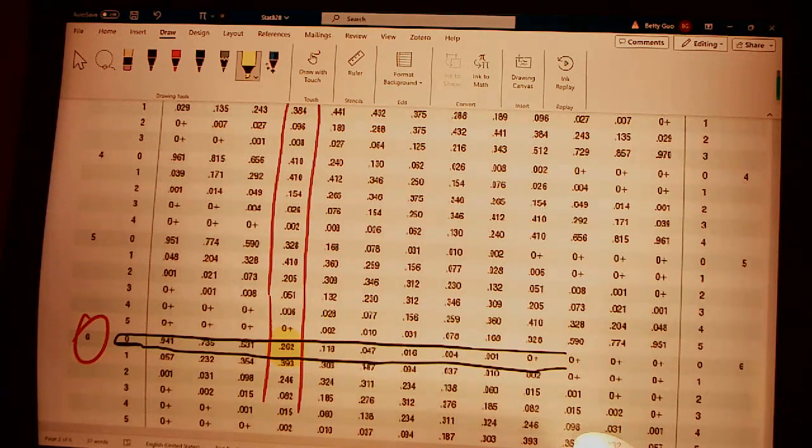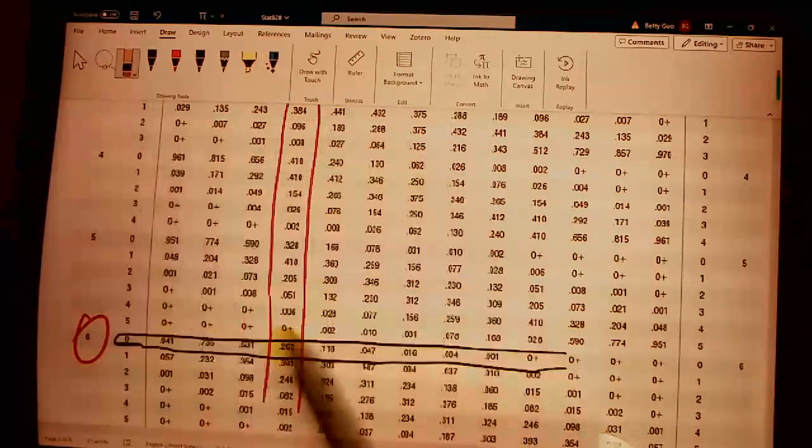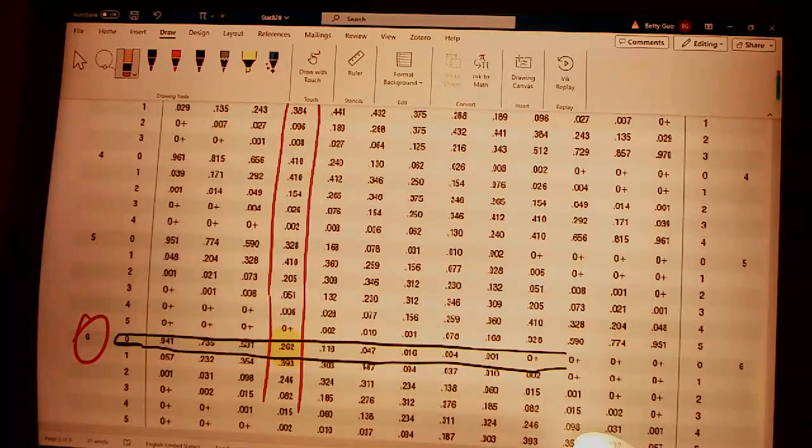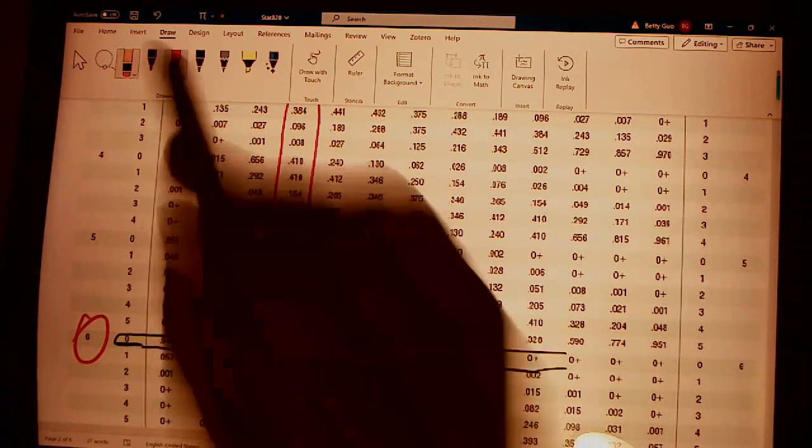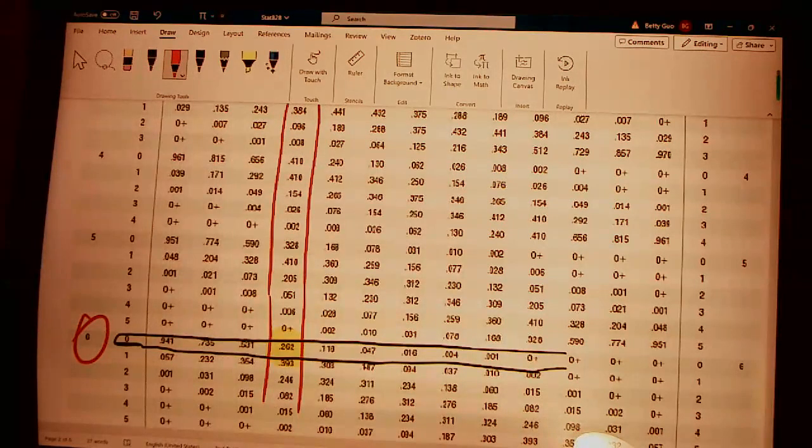And what if the problem asks us to find the probability that you get exactly 4 questions right? You get exactly 4 questions right by guessing the 6 questions. Can you find the probability that you guess the 6 questions and you have exactly 4 of them guessed correctly? Can you find the probability for me, guys? Give it a try. Look at the table.